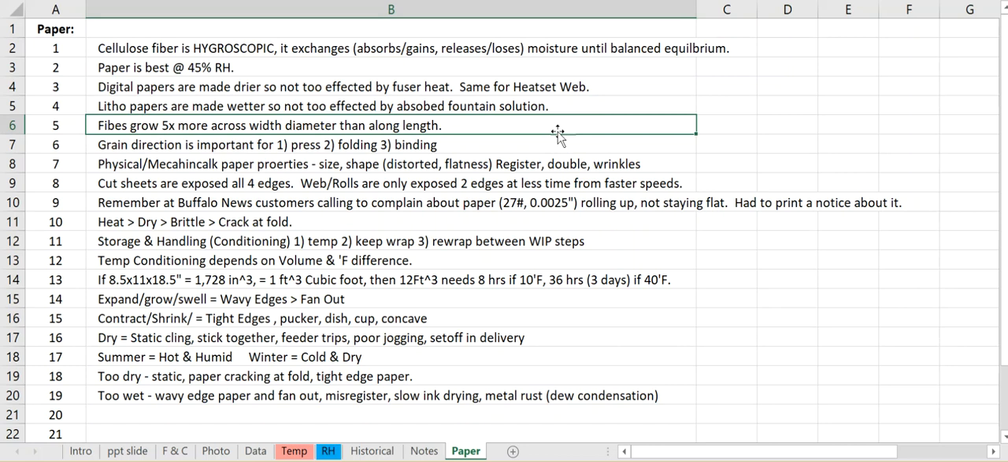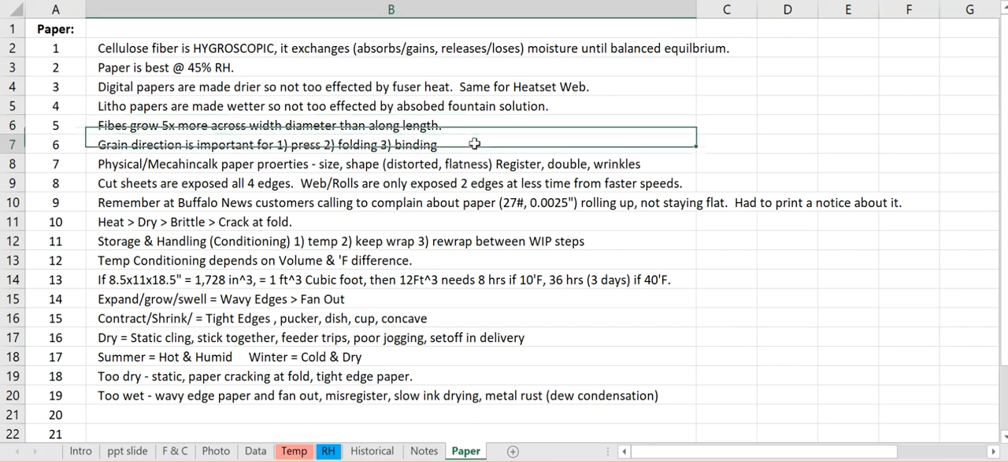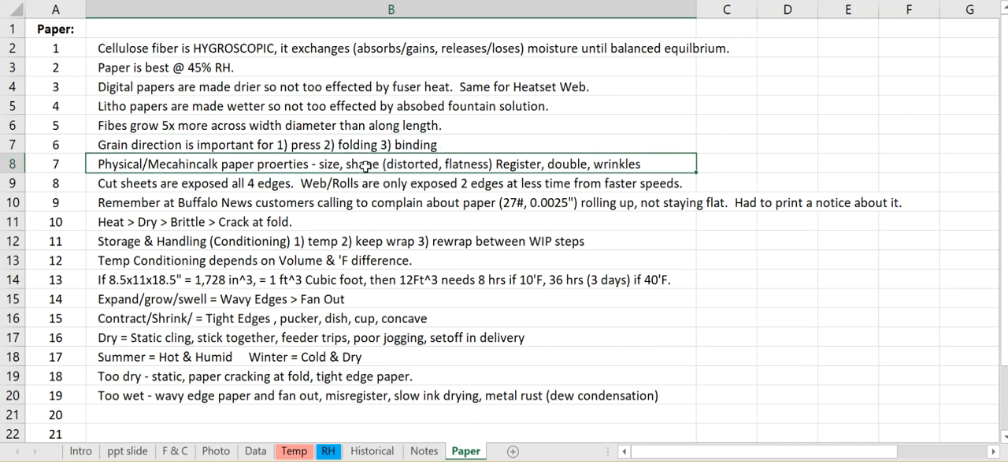We should know that the cellulose fibers grow 5 times more across their width, across their diameter, than they do along their length. That means that paper is not dimensionally stable. It will change its size, its dimension, as you change the relative humidity. Grain direction is very important for printing on the press, for folding, and for binding. So we know that paper has these physical mechanical properties that will change its size and shape. Is it distorted or is it flat? This all affects the register. It may affect the color with doubling of the halftone dots, and it can give you print defects like wrinkles.